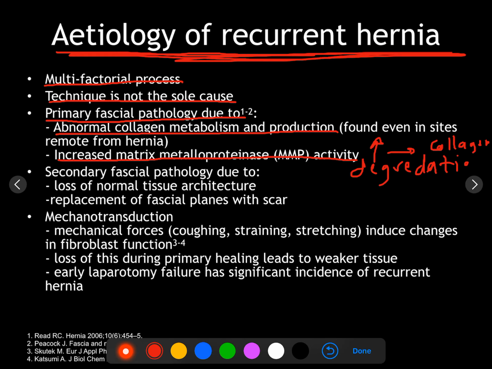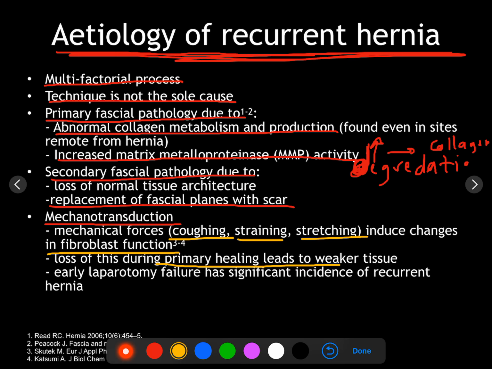Secondary fascial pathology due to loss of normal tissue architecture and replacement of fascial planes with scar. The last important cause is mechanotransduction, the mechanical forces, stretching, which induce changes in the fibroblast function. Loss of this during primary healing leads to weaker tissue. Early laparotomy failure has significant incidence of recurrent hernia.